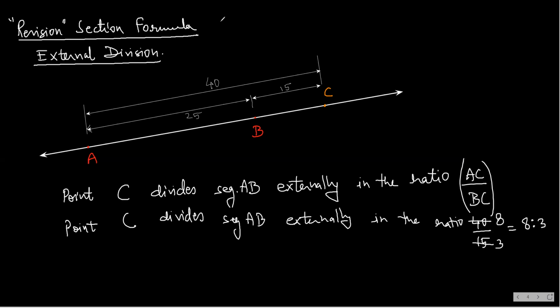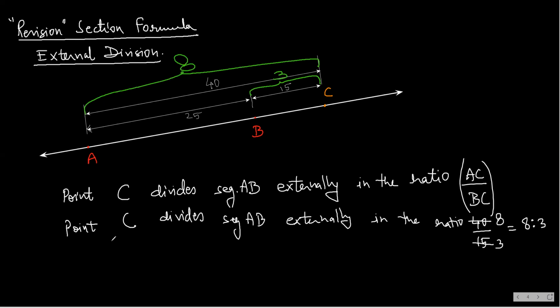You can now check here. From this to this is 8, and this here is 3. So 8 is to 3. Point C divides segment AB externally in the ratio 8 is to 3.